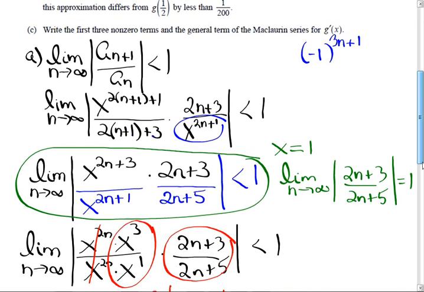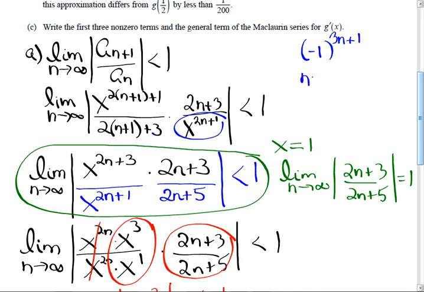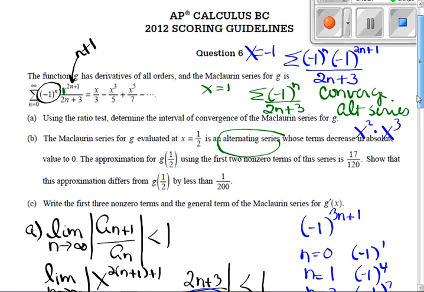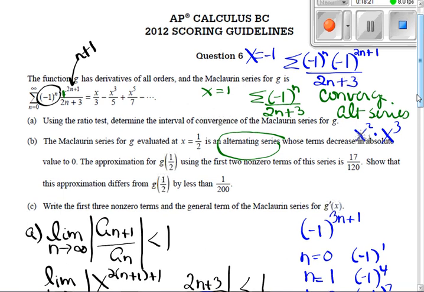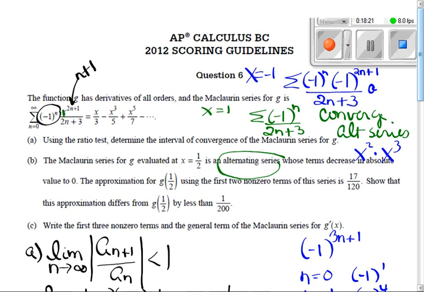Yeah. So I'm going to find out. If n equals 0, I get negative 1 to the 1. If n equals 1, I'm going to get negative 1 to the 4th. If I get n equal to 2, I'm going to get negative 1 to the 7th. It looks like it alternates to me. If that didn't alternate, then I wouldn't include that. But it does. It converges by the alternating series test.